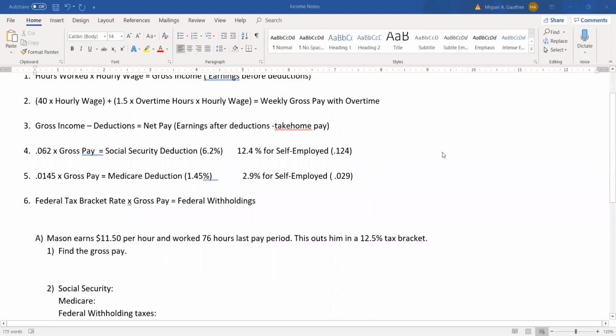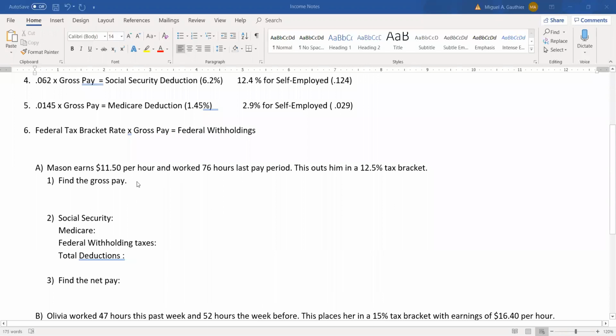So let's do an example. Let's say Mason earns $11.50 an hour. So we're going to find the gross pay. So that's 11.50, and he worked 76 hours last pay period, so 76. So 11.5 times 76 equals $874.